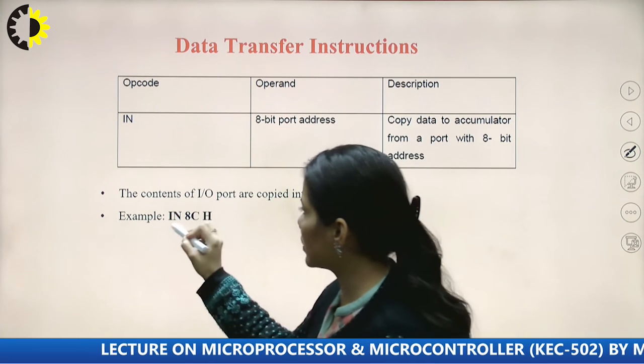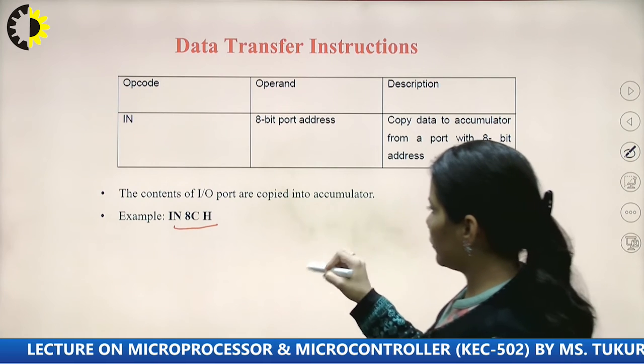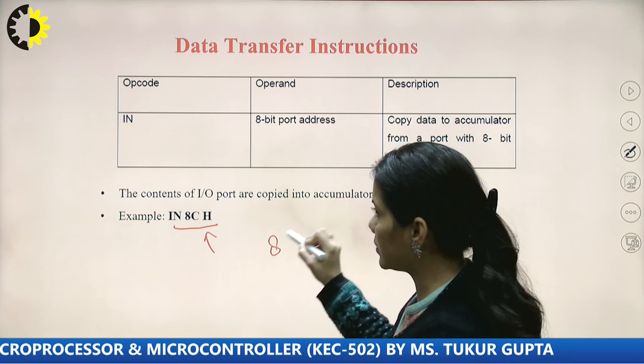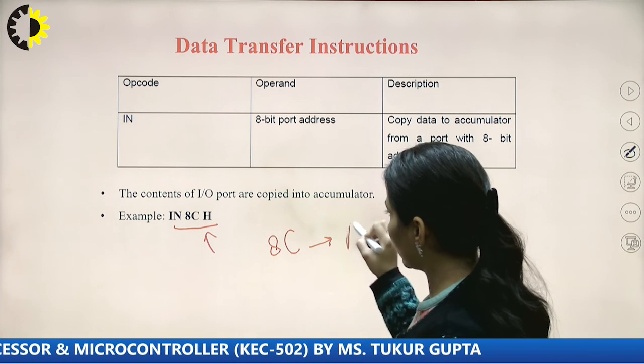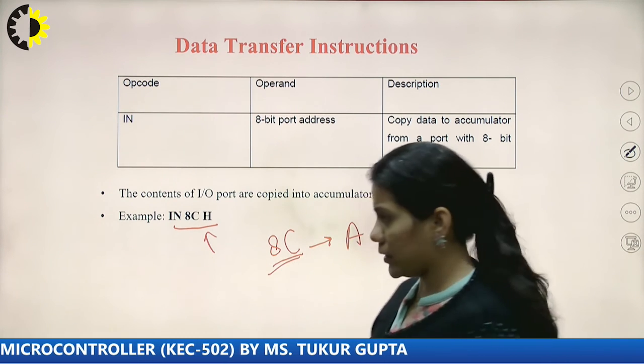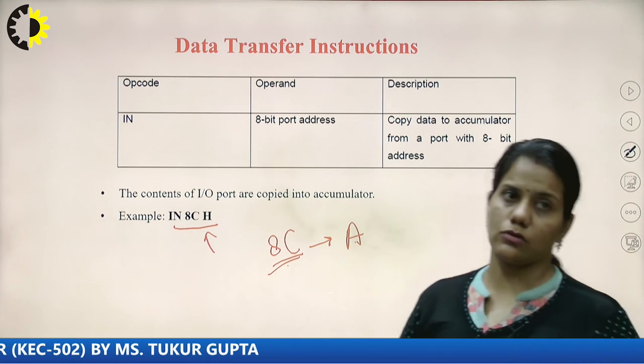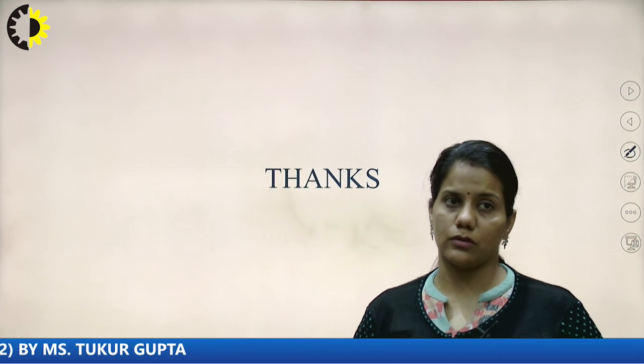And in the IN instruction, the contents of the port given by this port address will be stored in the accumulator. So the contents obtained at the port given by this address will be stored in the accumulator. So this is the work of the IN operation.